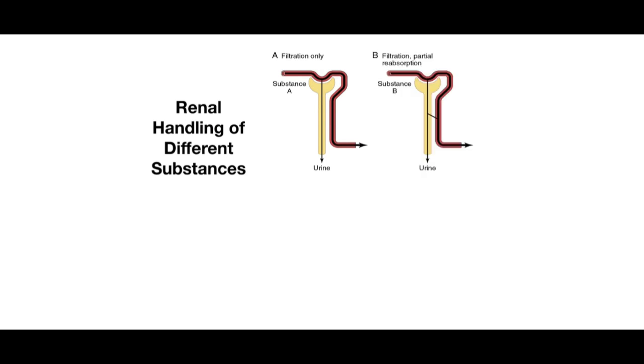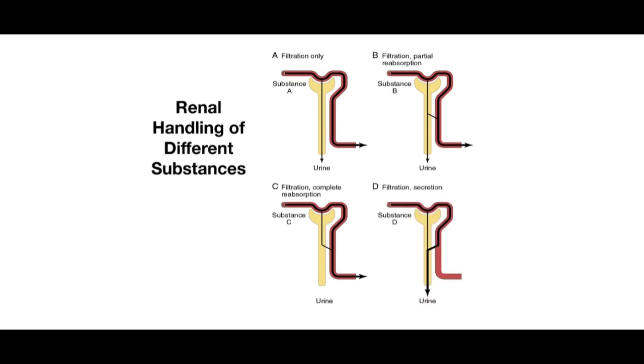You can have something that is filtered and partially reabsorbed. Not completely reabsorbed, so you'll still see some of it showing up in the urine. You can have something that's filtered and completely reabsorbed. So something that's partially reabsorbed, you might still have some electrolytes that show up in your urine. You will have something that's completely reabsorbed, and glucose is a great example of that. That should be completely reabsorbed. You should not have any of that showing up in the urine.